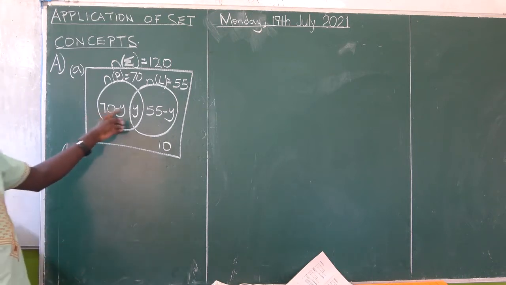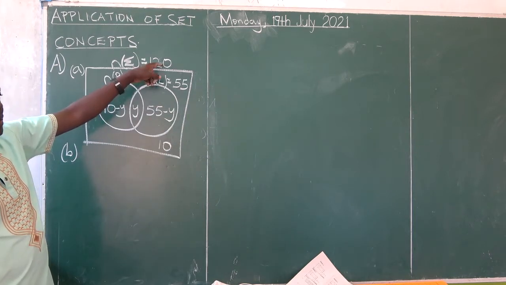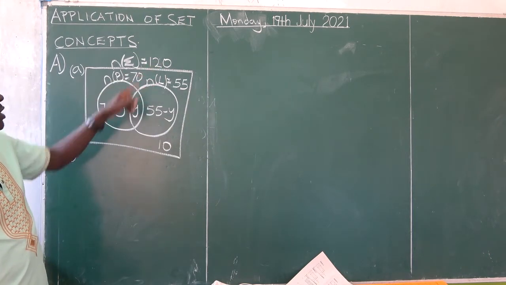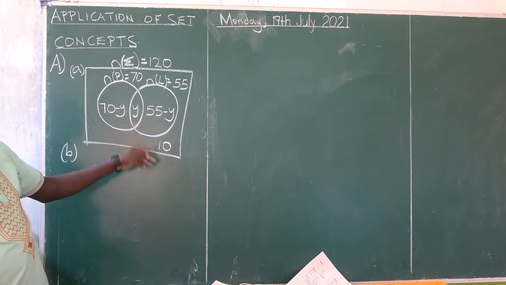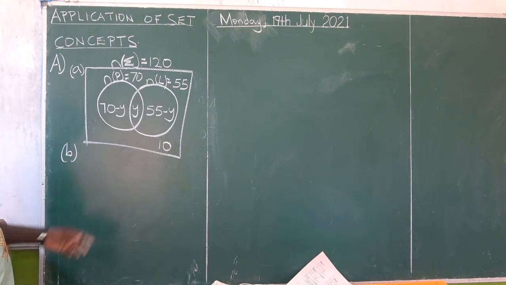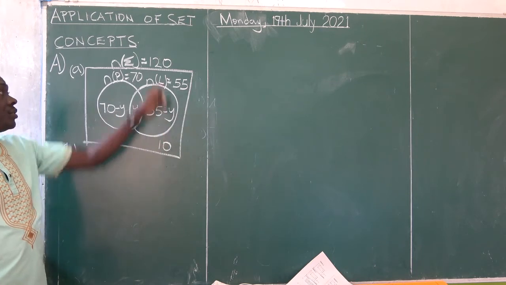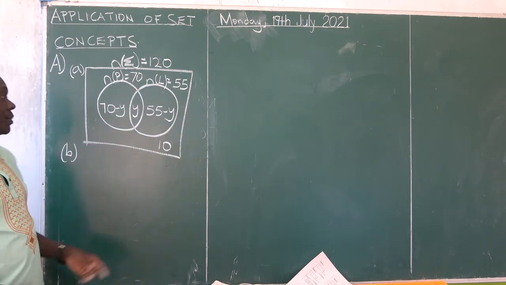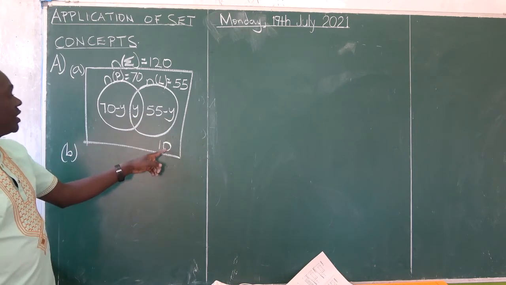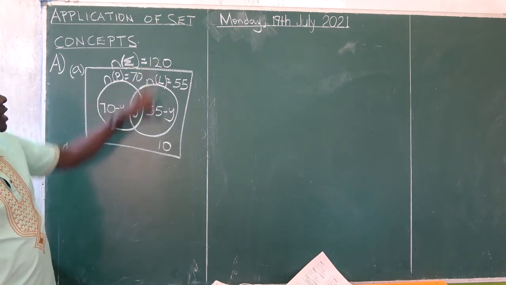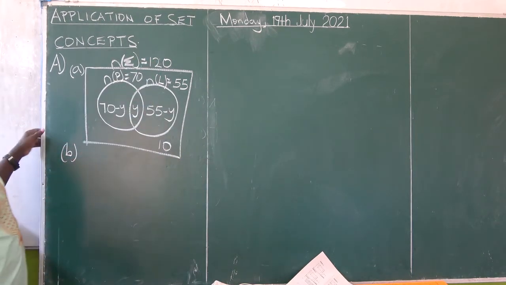So I told you add everything to universal. So instead of using 120, we used 70, which was an error. You kept quiet. So don't keep quiet. The thing is, add everything to the universal. That is the concept. Add everything inside to the universal, including these 10 members.